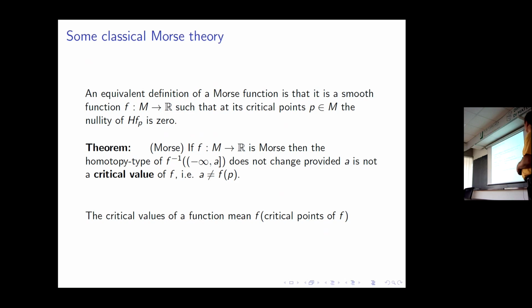One of the main theorems of Morse is that when you have a Morse function and you go through a point that is not a critical value, so all the preimage points are regular, then the homotopy type of the preimage of an interval doesn't change as it passes through that point.